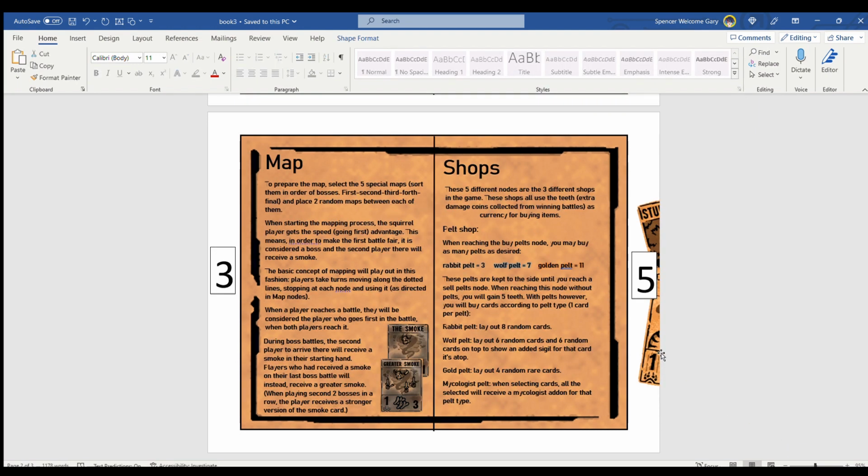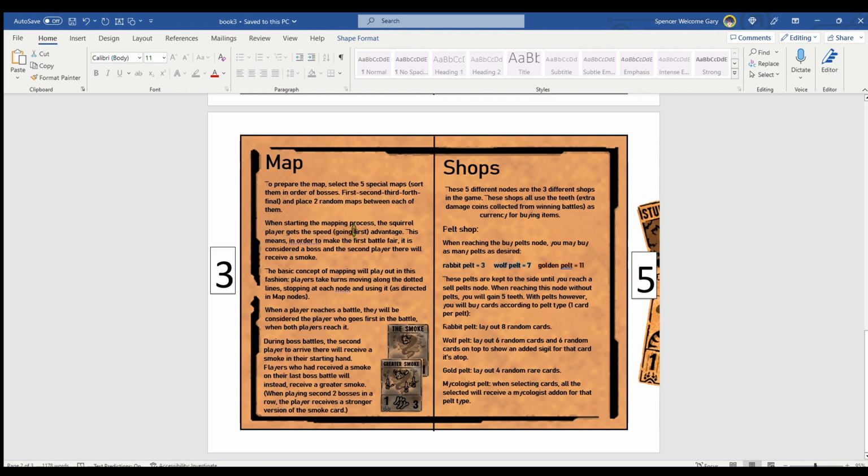So, alrighty, here is where things might start getting a little more confusing. Over here we've got page 3, which is the same page as the last one, which is on this side, and it goes over the map. We'll begin to prepare the map: select the 5 special maps, sort them in order of bosses, first, second, third, fourth, and final, and place 2 random maps between each of them.